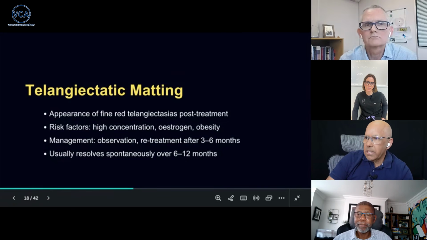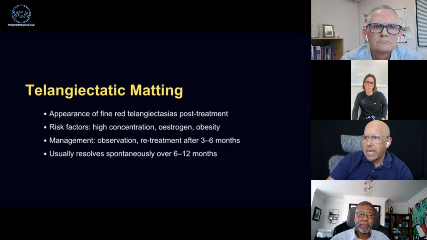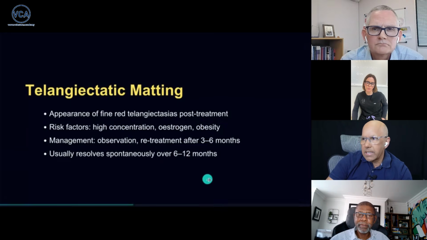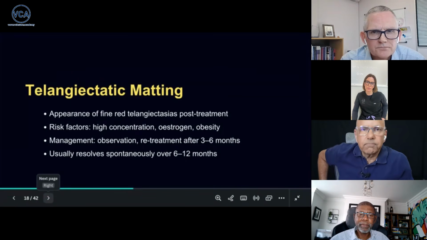Telangiectatic matting, very annoying. It's the appearance of very fine vessels at the site of injection or near treatment sites. Risk factors seem to be high concentration, history of estrogen and obesity. I don't think there's any effective management for this other than observation, and it usually resolves spontaneously in 6 to 12 months. Does anyone have experience of telangiectatic matting and how to deal with it?